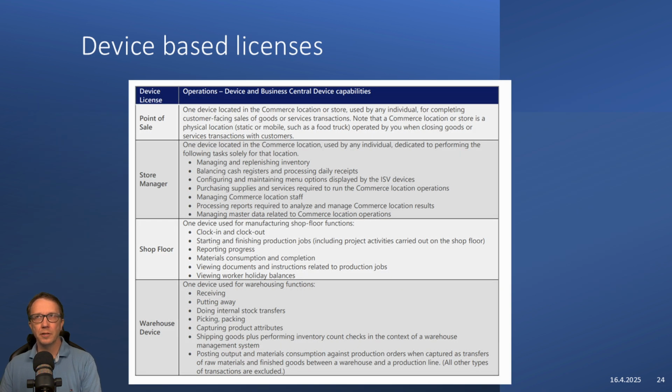Here's the list of the device-based licenses. What are the 4 different cases where you can use device-based licenses: point of sale, store manager, shop floor, and warehouse device. These are the cases where you have a lot of people working on the same device, doing the same kind of task, like in the warehouse, like receiving, putting away, picking, packing, that kind of thing. And then it doesn't make sense to license everyone in the warehouse because they all are using the same device. So then you can look at the device-based licensing.